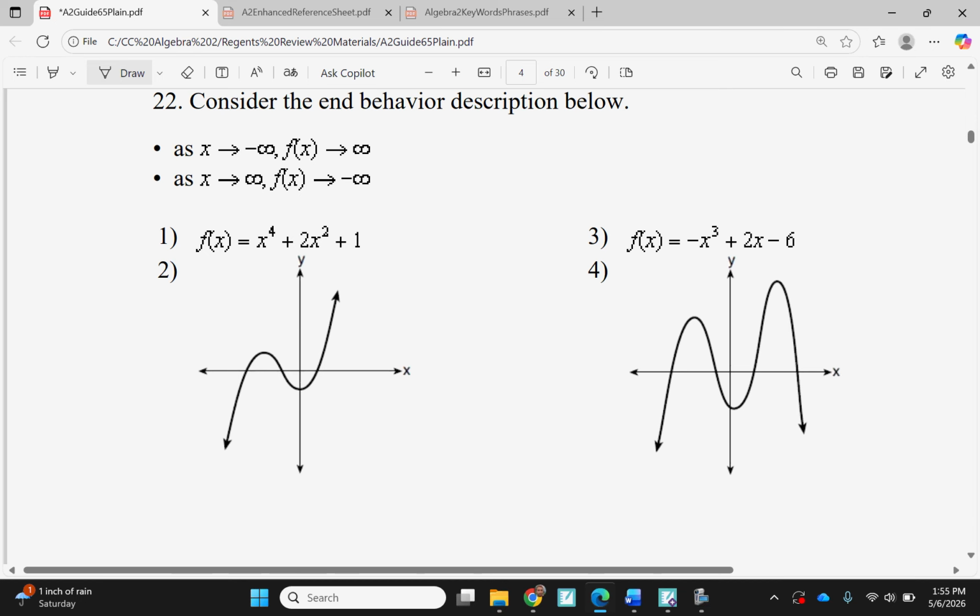End behavior. As x approaches -infinity, that means as I look to the left. As x approaches positive infinity, that means as I look to the right. F of x is up and down.